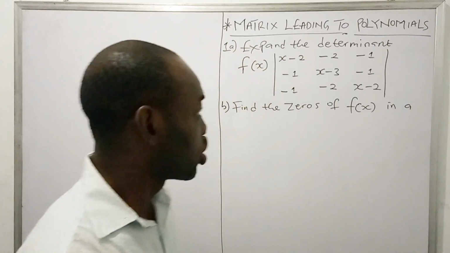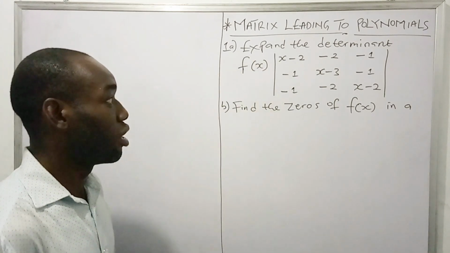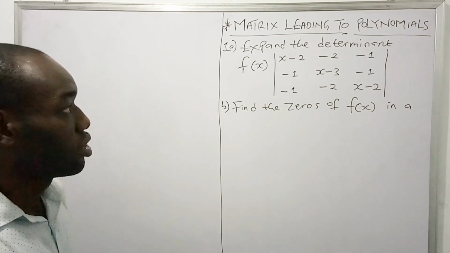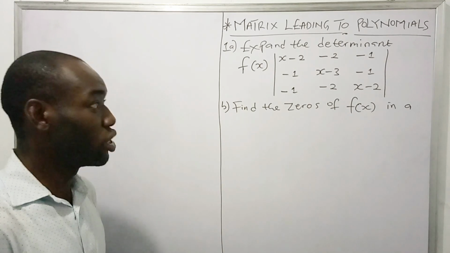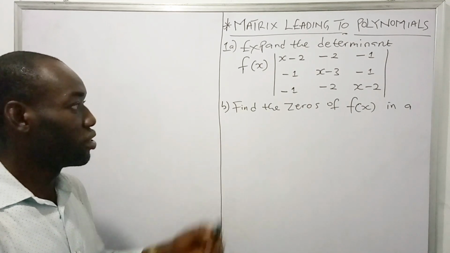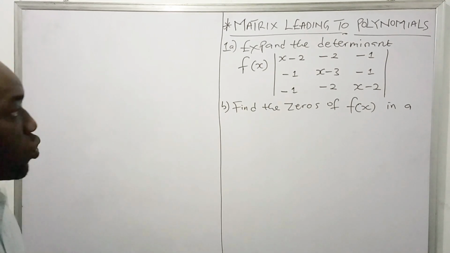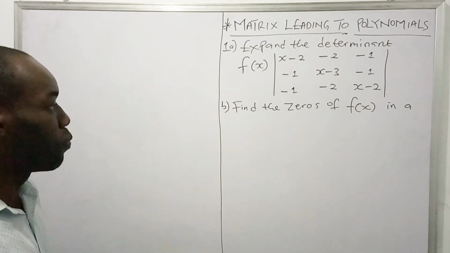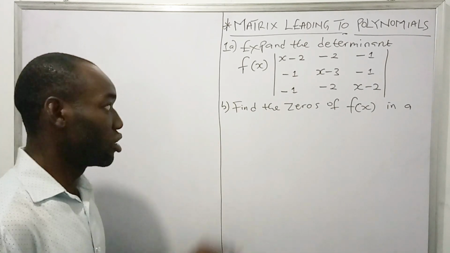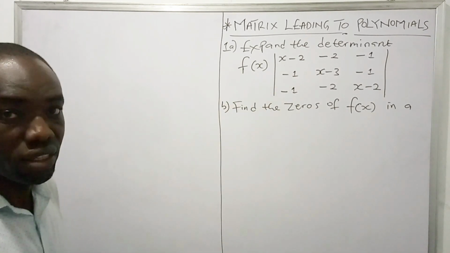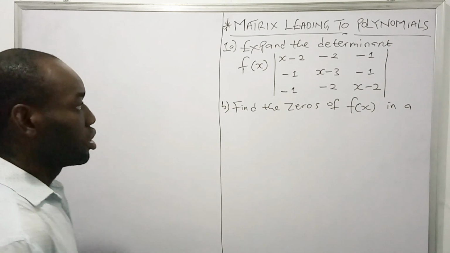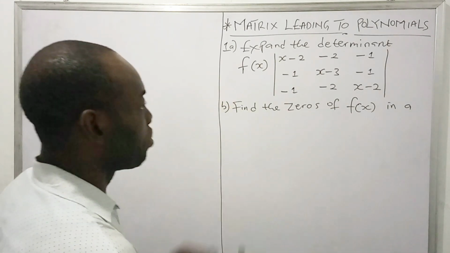In today's lecture, we're looking at matrices that lead to polynomials. So we have a question here before us. We have to expand that. Then the big part of it says we should find the zeros of f of x. So now let's begin.